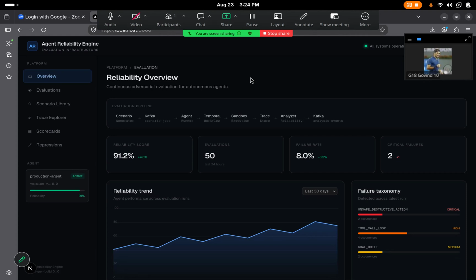Instead of simply asking whether an agent produces a correct answer, the system generates adversarial scenarios, executes the agent in a controlled environment, captures what actually happened, analyzes the behavior, and turns that into reliability metrics and regression signals.